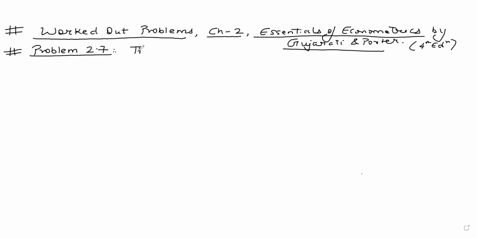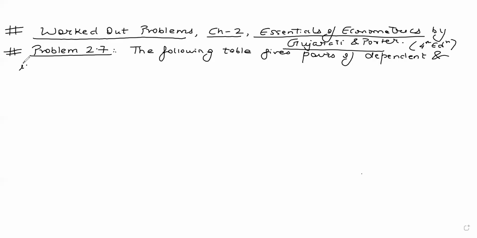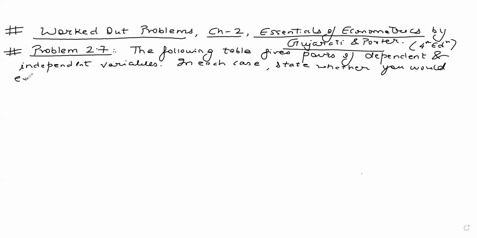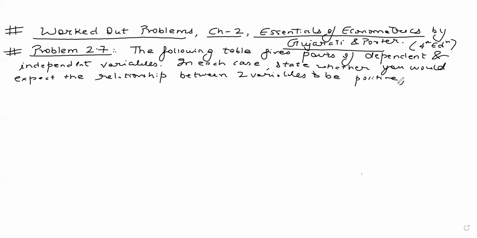The following table gives pairs of dependent and independent variables. In each case, state whether you would expect the relationship between two variables to be positive, negative, or uncertain.